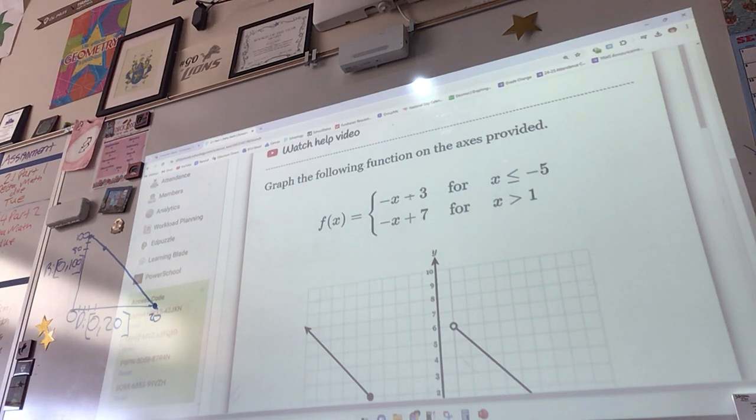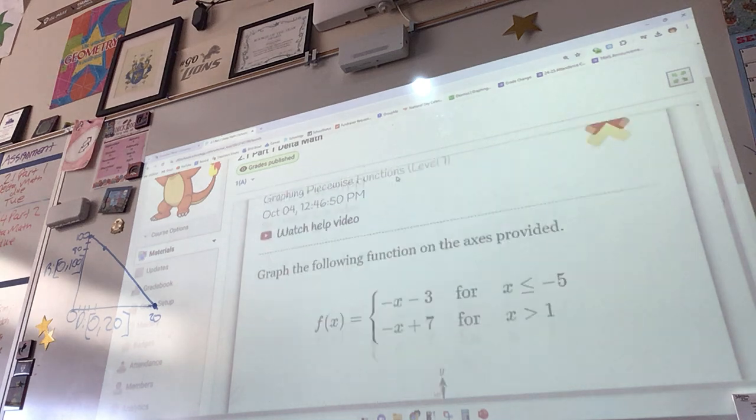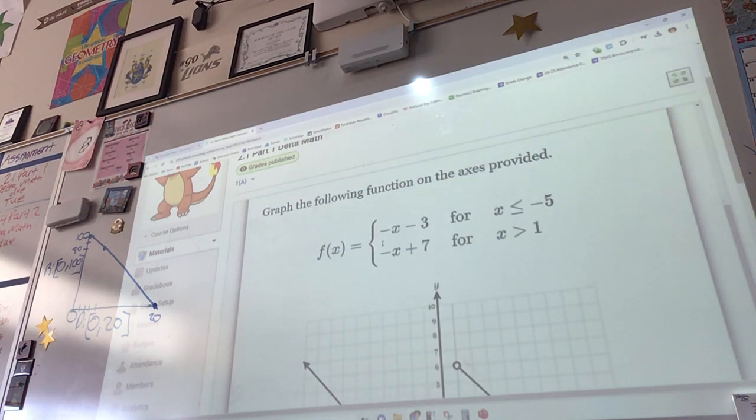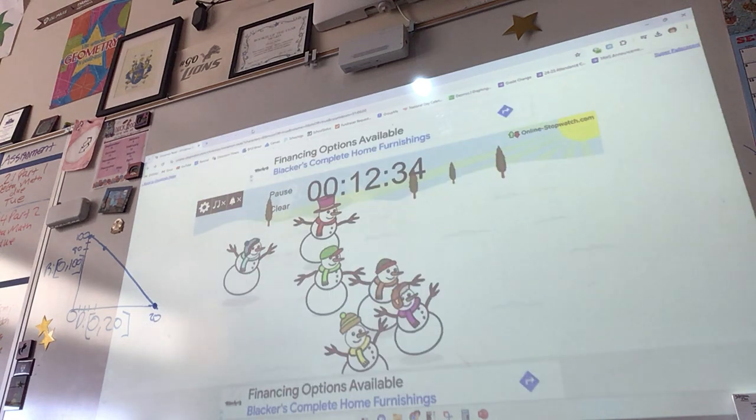Okay, so that's what you would do. Open-ended inequalities, you need arrows. Closed-ended inequalities, you need circles. So you'll need to use your slope to find where the arrow's going. Okay? Anyway, that is your homework for today.